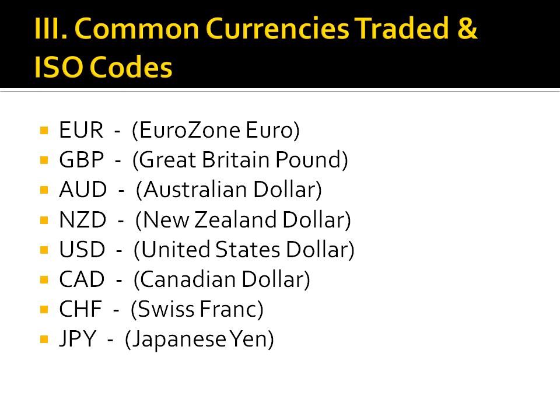The ISO code for the euro is EUR, for the Great Britain pound is GBP, for the Australian dollar AUD, New Zealand dollar NZD, and the United States dollar's ISO code is USD. The Canadian dollar CAD, Swiss franc CHF, and finally the Japanese yen is JPY. That is it for this short video.